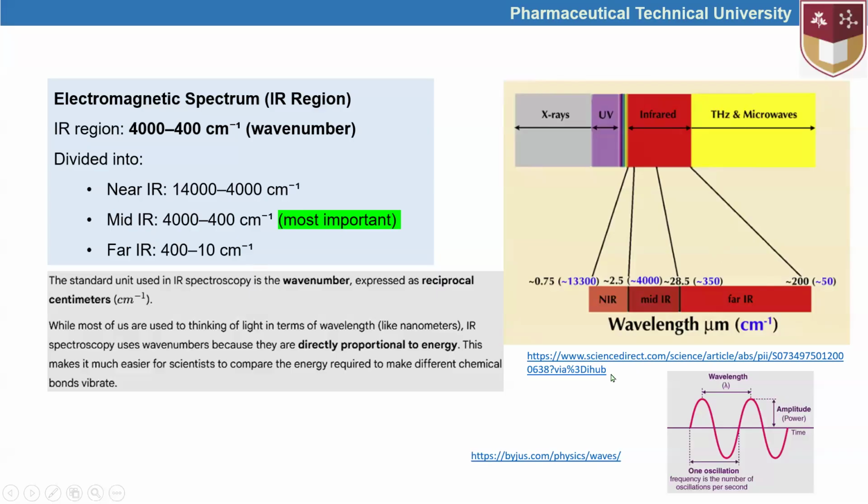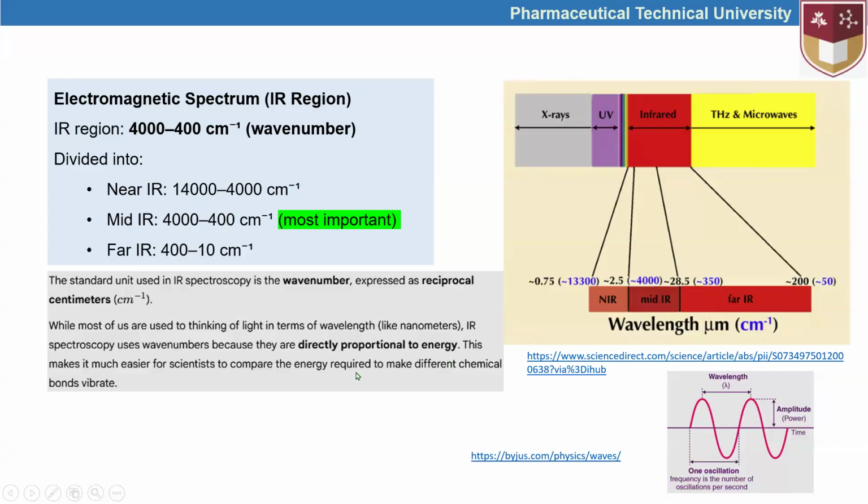Why is it like that? Because it's easier to link the wavelength with the energy. The standard unit in IR spectroscopy is the wave number, expressed as reciprocal centimeters. While most of us are used to thinking of light in terms of wavelength, like nanometers, infrared spectroscopy uses wave numbers because they are directly proportional to energy.